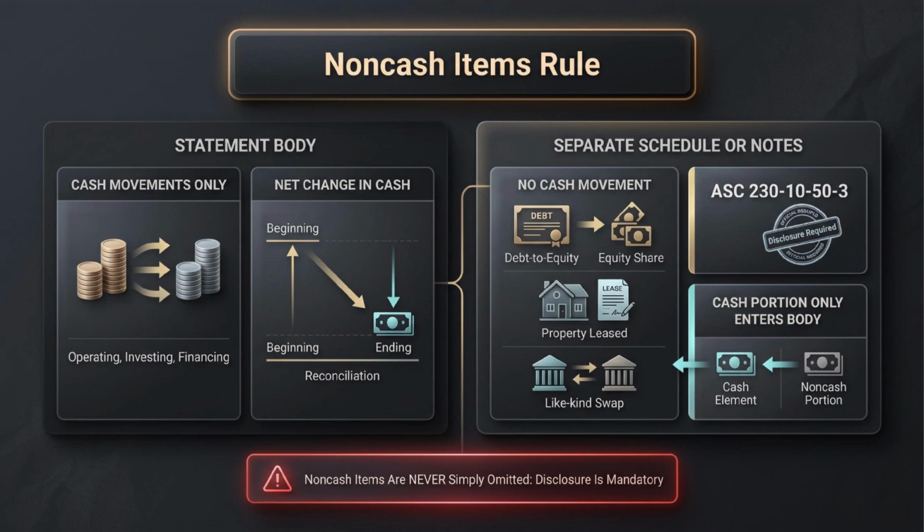This is one of the most practical rules in the entire topic. Non-cash items are not ignored, but they are not allowed to pretend they are cash. In a professional review, that distinction is not a small detail. It can decide whether the statement reconciles or fails.